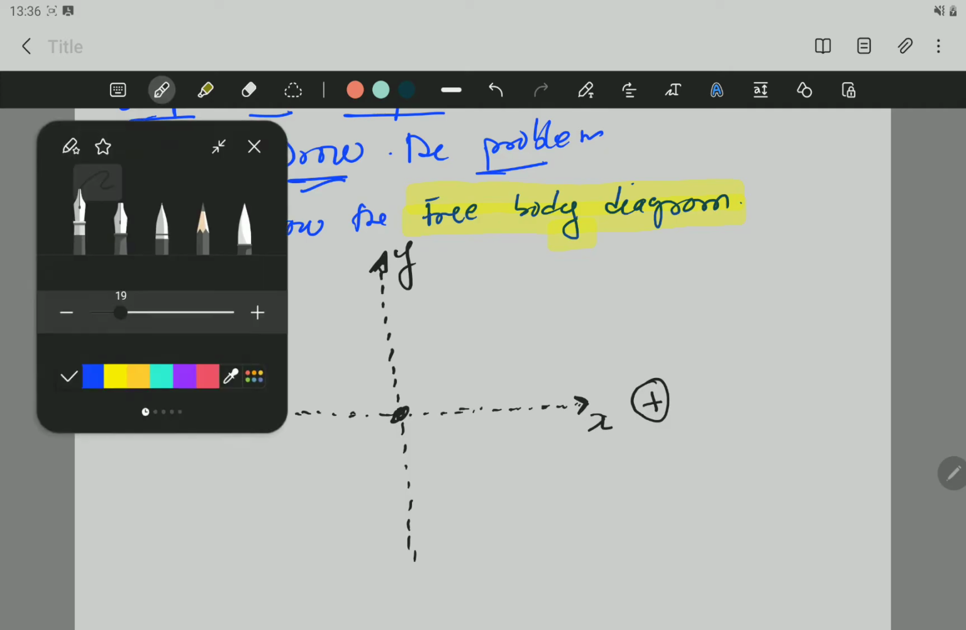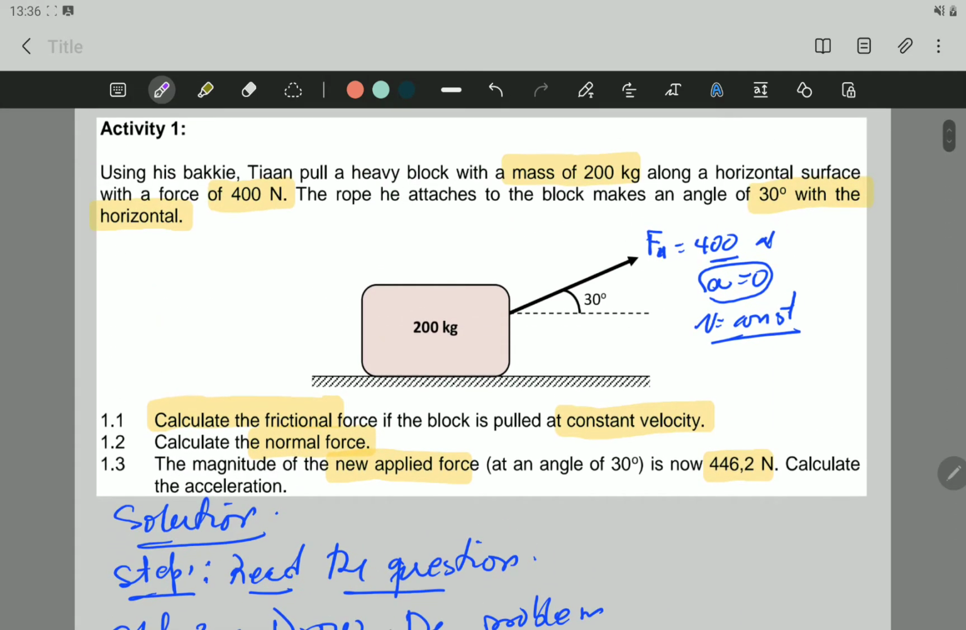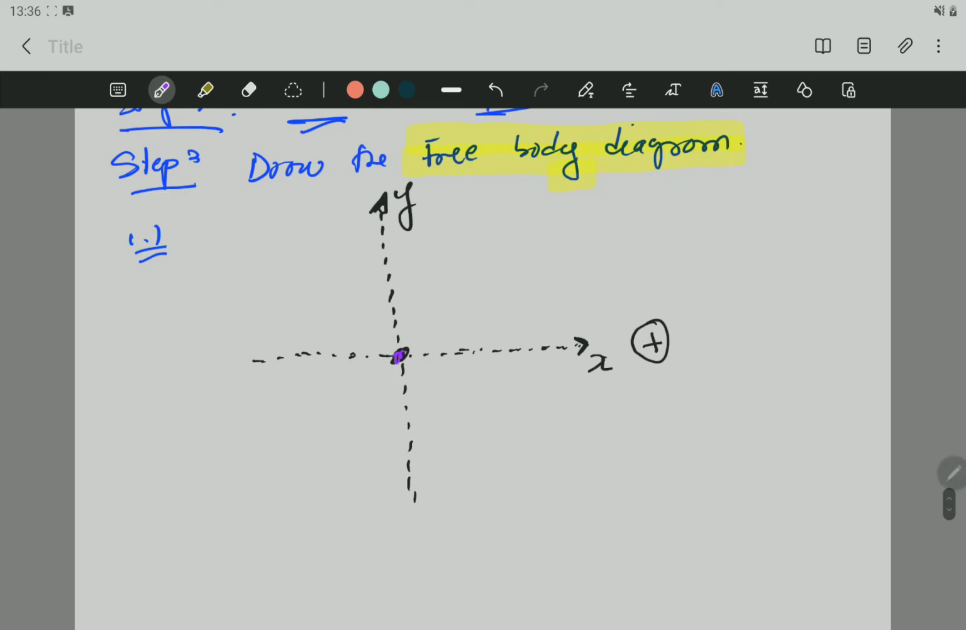Okay, now I'm going to start with the forces acting on the object. The first force I'm going to draw is the one I can see clearly, which is the applied force, and it makes a 30 degree angle with the horizontal. So that force will be somewhere there. This is not accurate. You don't have to do it at scale, but you need to know what is going on. This is the applied force.